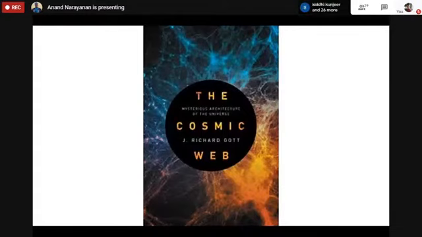If you want to read more into this, a really interesting accessible book is this book written by Richard Gott, who is one of the pioneers of this large-scale structure model of our universe. This book came out, I think, in 2016 or so. It is written at a popular science level, so anyone can easily read through this. It gives a fairly comprehensive historical and scientific overview of this topic of large-scale structure of the universe.